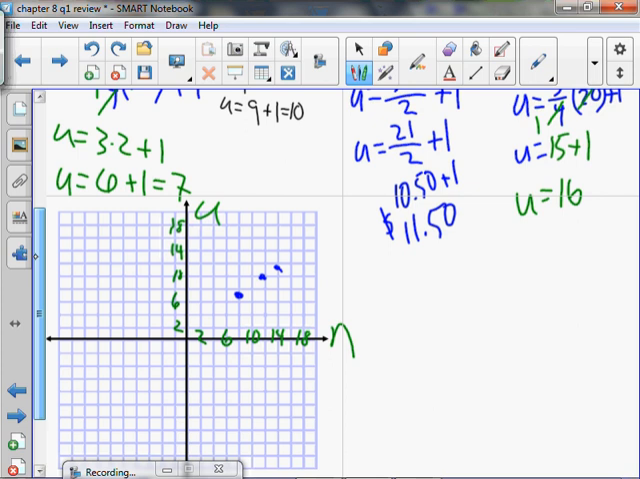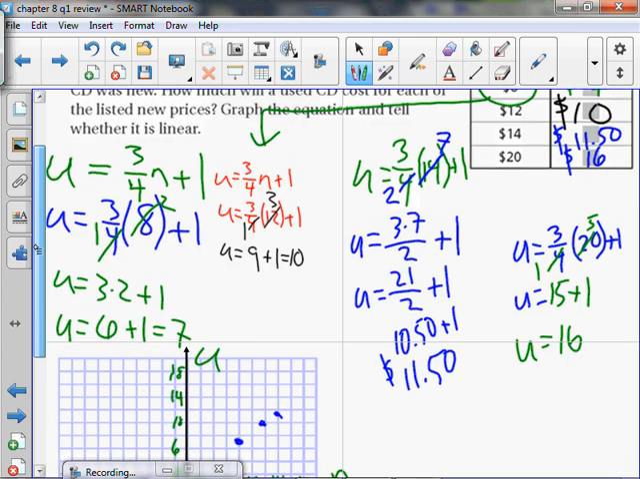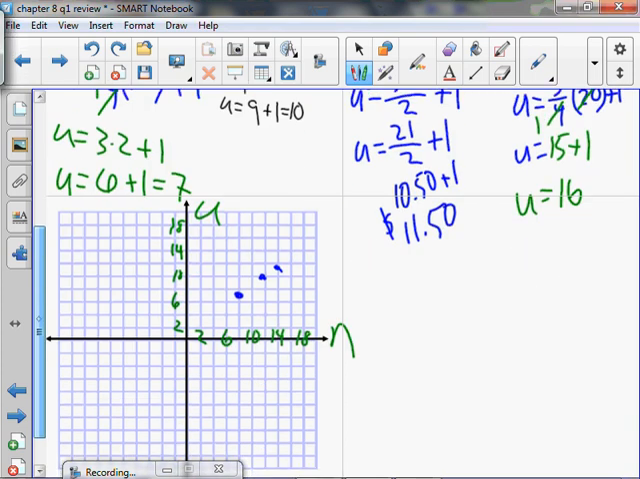Okay, and then finally, over 20, up 16. I didn't tell them, but over 20, up 16 is going to be right here. Draw a straight line-ish. And I can say that this is a linear equation because I get a straight line.